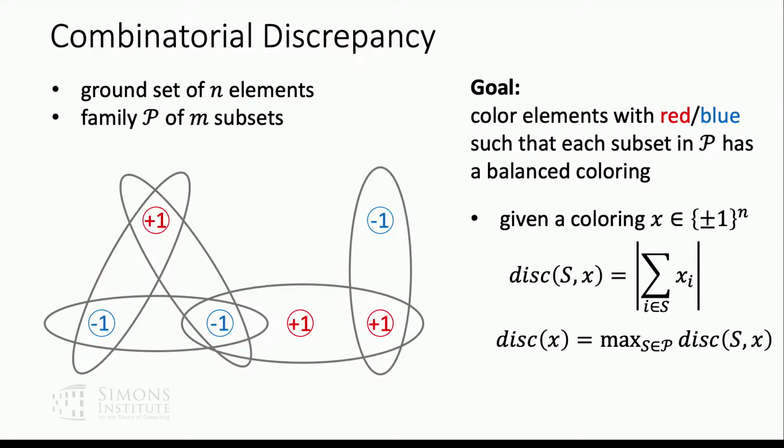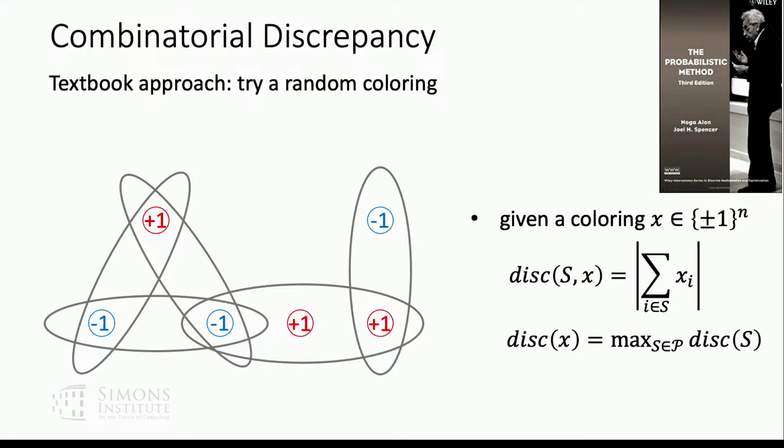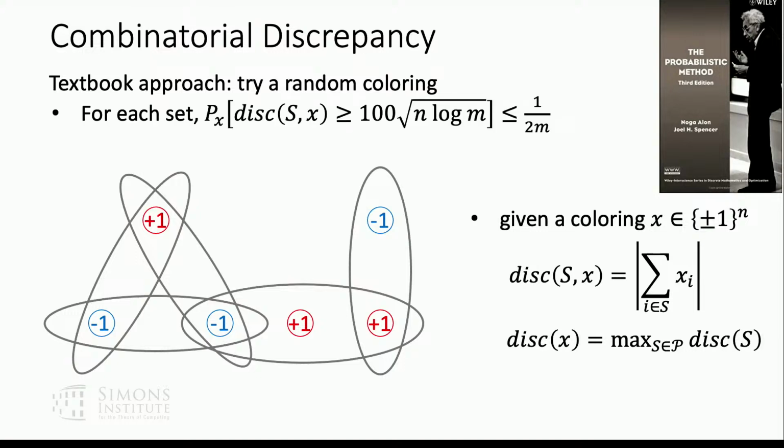So how small can I make this thing? Well, you probably already know that the textbook approach tells us that the first thing we should ever try is to just throw a random coloring at our elements. If I hit the elements from my ground set with some random ±1 coloring, I can start writing basic tail bounds. Because if I measure the discrepancy for a fixed subset, that's just going to be a sum of Rademacher random variables. And of course, for these, I have standard tail bounds.